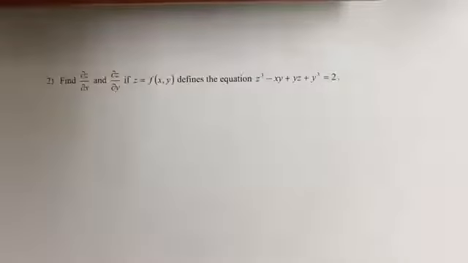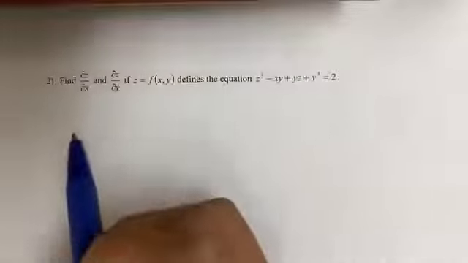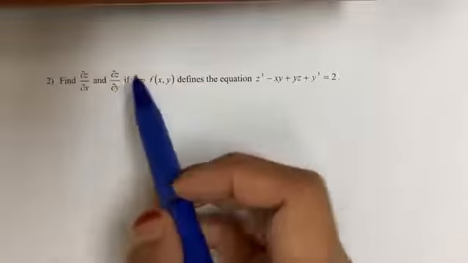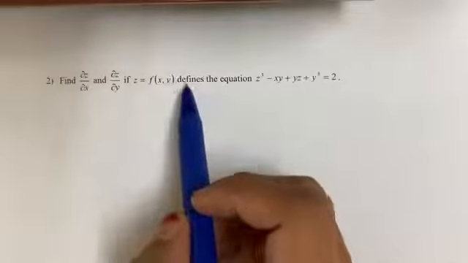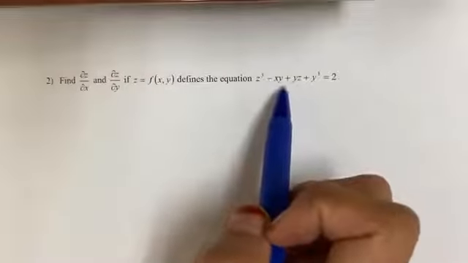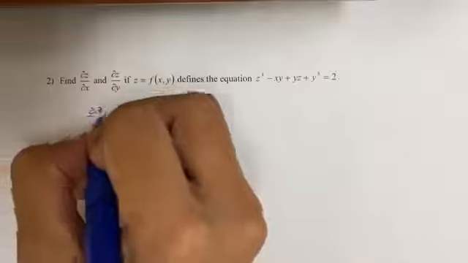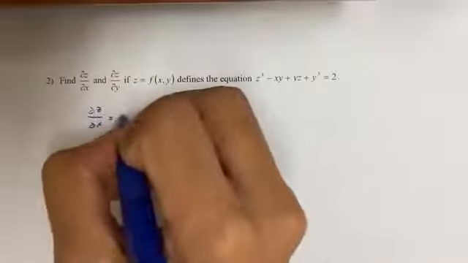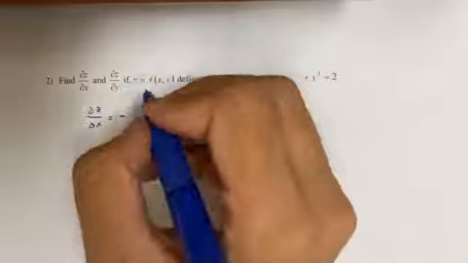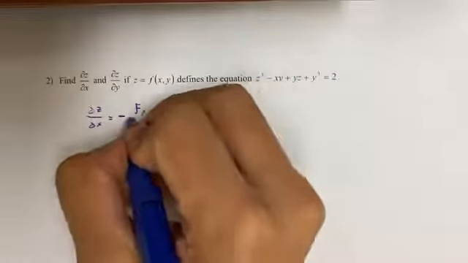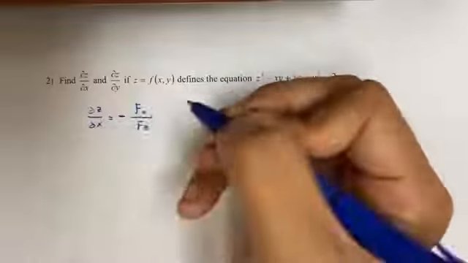The next example is for implicit differentiation for two variable functions. For this one, we need to find del z over del x and del z over del y, if z is equal to f(x,y) defines the equation z cubed minus xy plus yz plus y cubed equal to 2. So first, del z over del x is equal to minus sign. Do not forget this minus sign. Fx divided by fz.